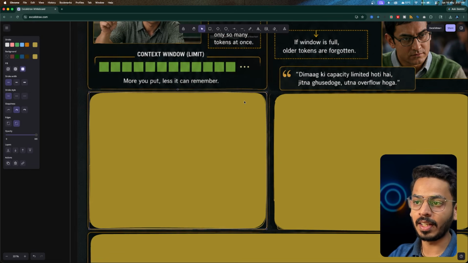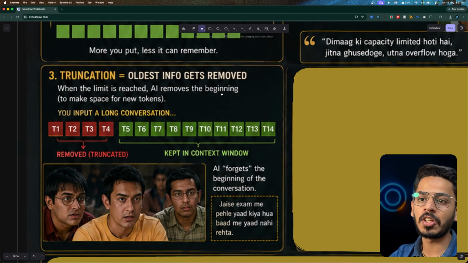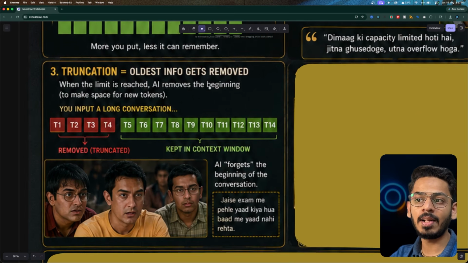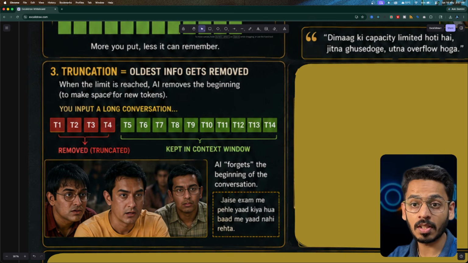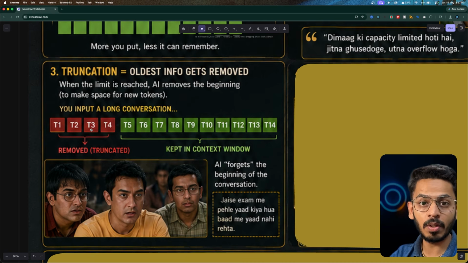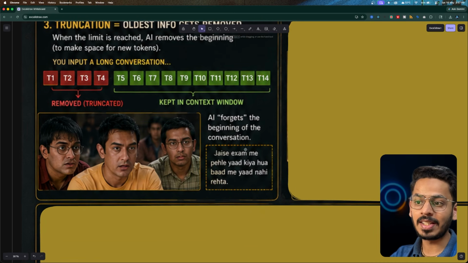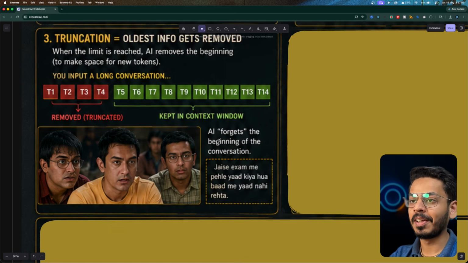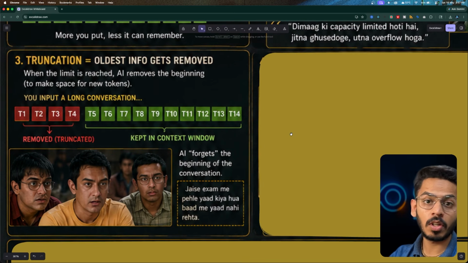So if you're forgetting that, that will result in truncation. When the limit is reached, AI removes the beginning to make space for the new tokens. So you input a long conversation. The older tokens that are already present in the context window are removed, and the new ones are kept in the context window so that the AI will remember what you are trying to say in this particular conversation. So AI forgets the beginning of the conversation, just like जैसे एग्जाम में पहले याद किया हुआ बाद में याद नहीं आता. Okay, so this is how truncation works when you have more context given to the AI model.